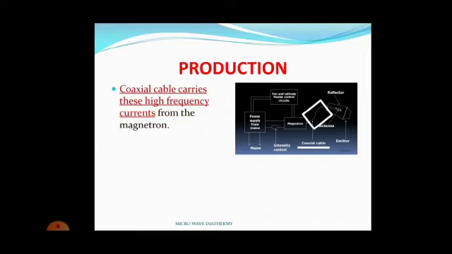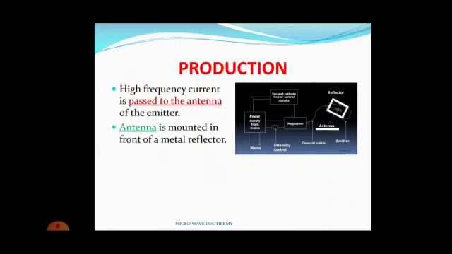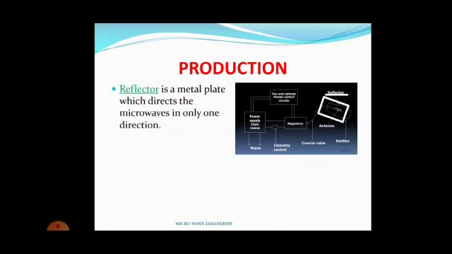Now, one coaxial cable will be there, so that will carry this high frequency current from this magnetron towards the emitter. This high frequency current is passed to the antenna of the emitter. You can see the antenna in this figure. So what is the antenna? The antenna is mounted in front of a metal reflector. Now what is a reflector? A reflector is a metal plate which directs the microwaves in only one direction.